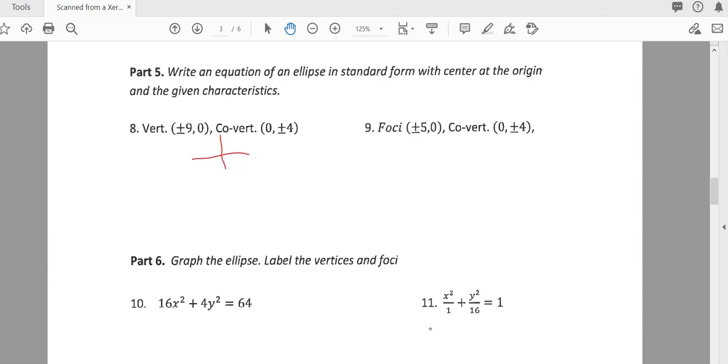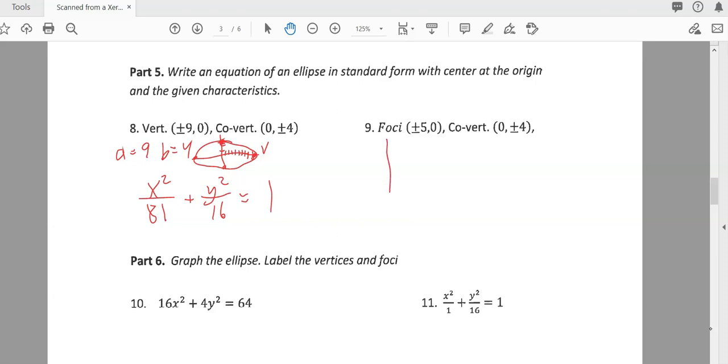Okay, so 9, 0, 1, 2, 3, 4, 5, 6, 7, 8, 9. So right there is my vertices. So this is horizontal. My co-vertices, 1, 2, 3, 4. So right there. So I go over 9, down 4. We've got our ellipse. It's definitely horizontal. So my a value, if you look at the formulas, is going to be 9. My b value is going to be 4. So it is horizontal, so a squared is beneath x squared. It's going to be x squared over a squared, which is 81, plus y squared over b squared, which is 16, equals 1.